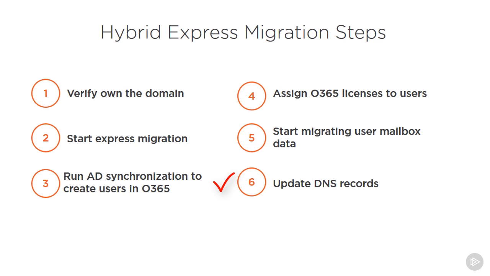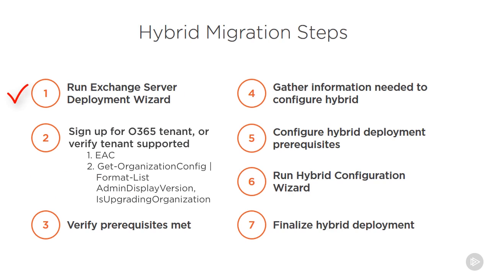If we're performing a straight up migration of hybrid, not the express flavor, we'll again run the Exchange Server Deployment Wizard, but this time we won't choose the minimal. We'll have to make sure we've signed up for the Office 365 tenant, and we can verify we have done so either through the Exchange Admin Center or using this Get-OrganizationConfig PowerShell command. We'll make sure that we've met the prerequisites that are required for setting up a hybrid.